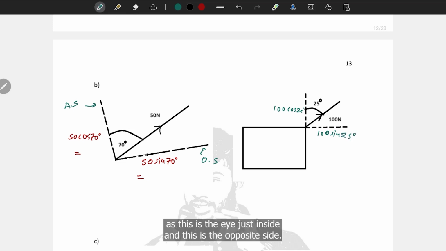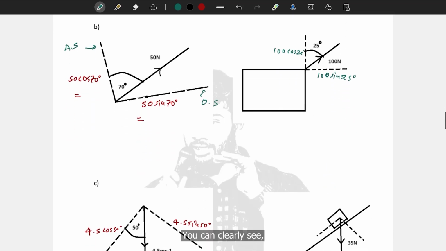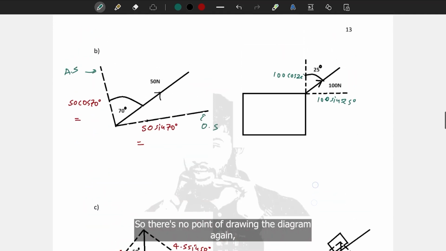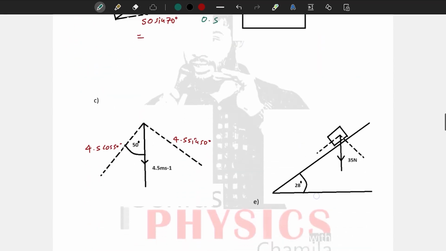25. As this is the adjacent side and this is the opposite side this time, I'm not going to complete the triangle as it's crystal clear and it's obvious. You can clearly see the adjacent side and the opposite side in this diagram, so there's no point of drawing the diagram again.